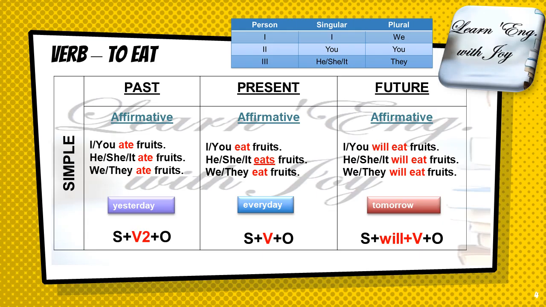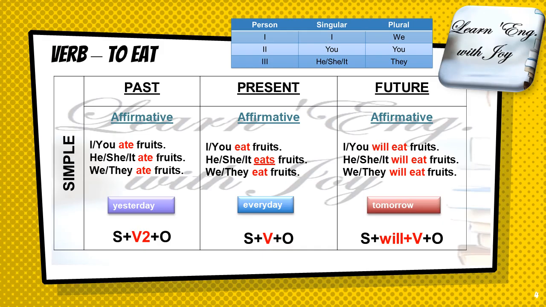If you notice here and you look at the table on top, the pronouns of the third person singular, that is the only place where there is a change. So he, she, it eats fruits. I've underlined that so that you remember it and don't make a mistake. The syntax is S plus V plus O, that's subject plus verb plus object.